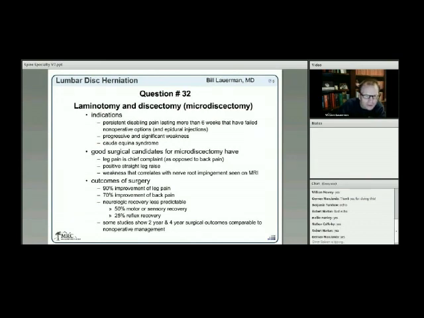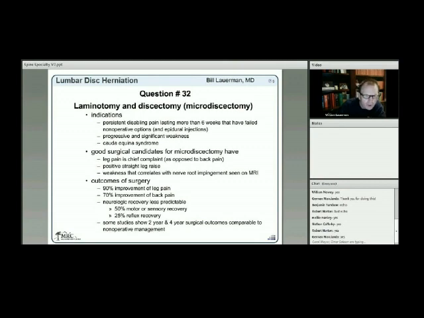Good surgical candidates for microdiscectomy have, first of all, failed the test of time and 6 weeks of non-operative treatment, and they then have sciatica as their chief complaint as opposed to back pain. A positive straight leg raising test, and weakness or some neurologic deficit that correlates with the nerve root impingement that's seen on the MRI. The outcomes of surgery are usually very good.